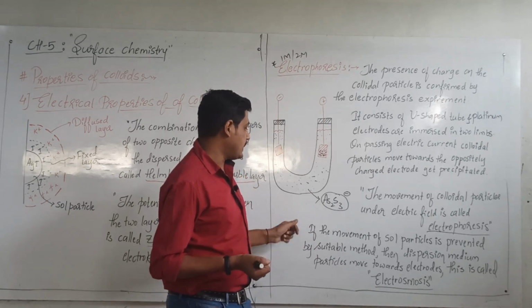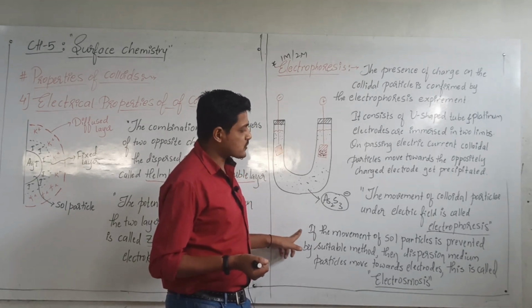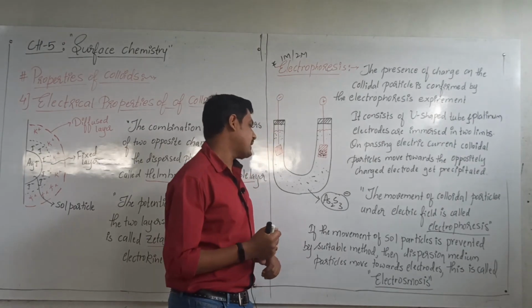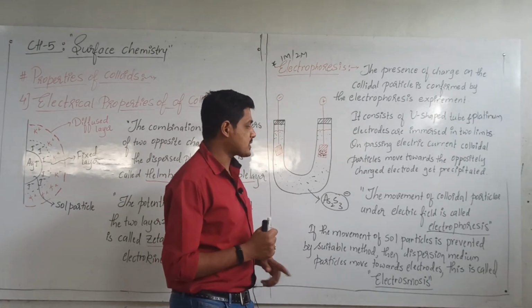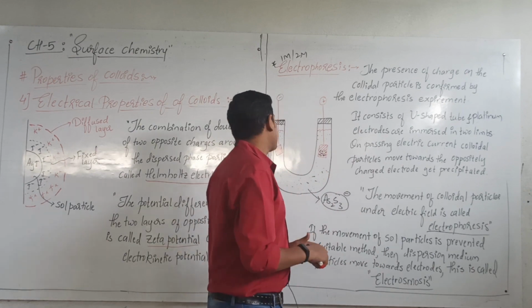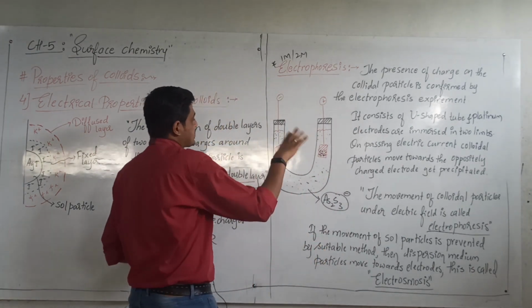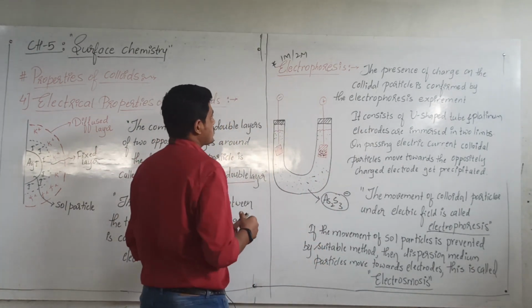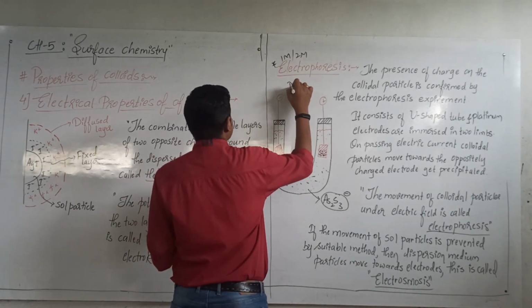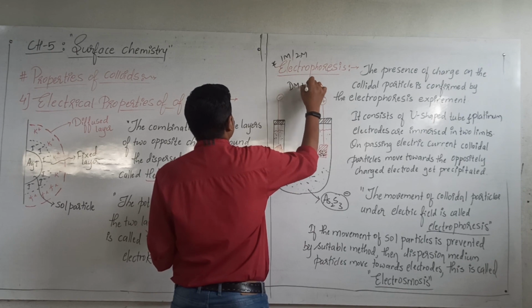Another part is here. If the movement of the sol particles is prevented by a suitable method, then the dispersion medium particles move towards the electrodes. This is called electroosmosis. We know that in a colloidal solution there are 2 parts.